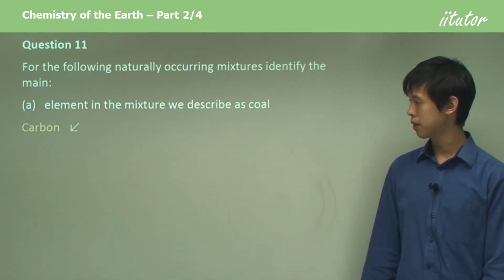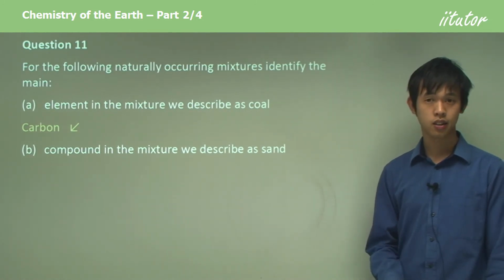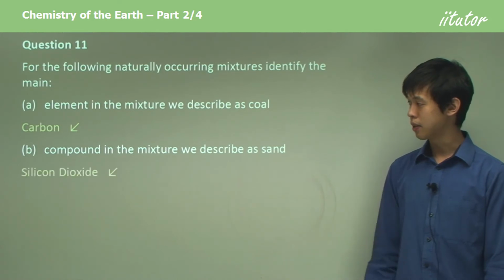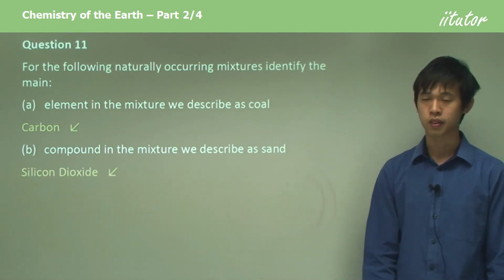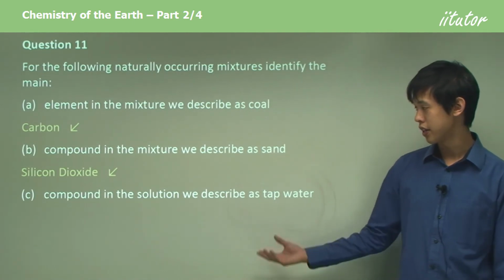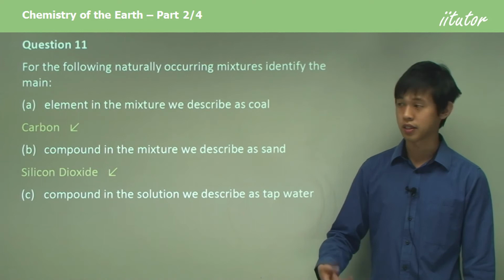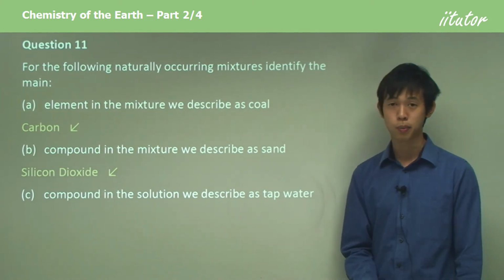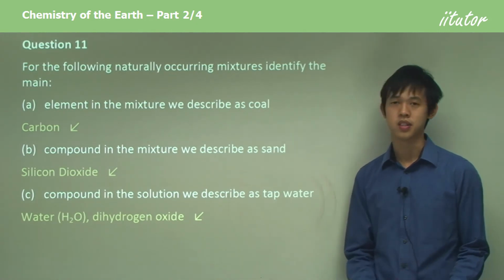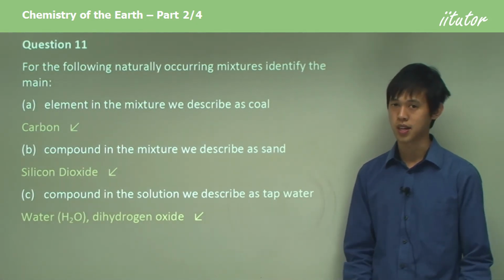Identify the main compound in the mixture we describe as sand. Sand is a mixture, but it's mostly made of a particular compound, and that compound is silicon dioxide. What is the main compound in the solution we describe as tap water? We have a solution called tap water, but what's the main compound in there? Well, it's water. Sometimes some people call it dihydrogen oxide, but we'll just call it water because that's the main thing that we call it.